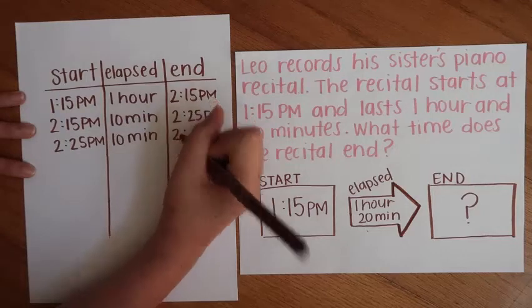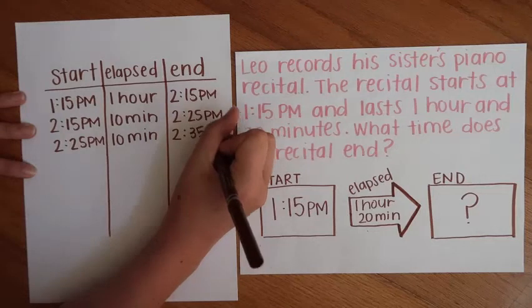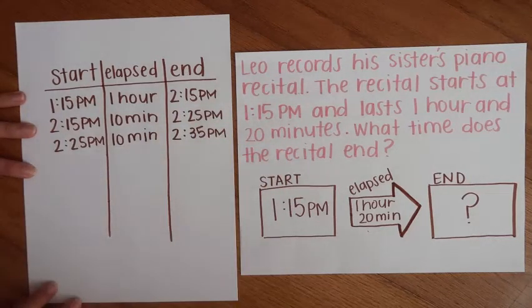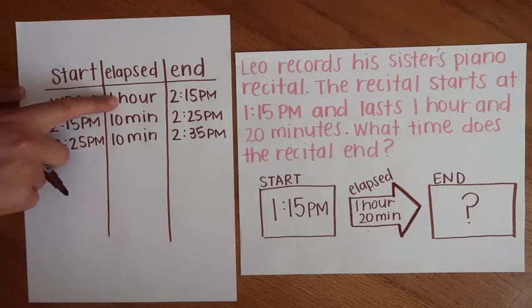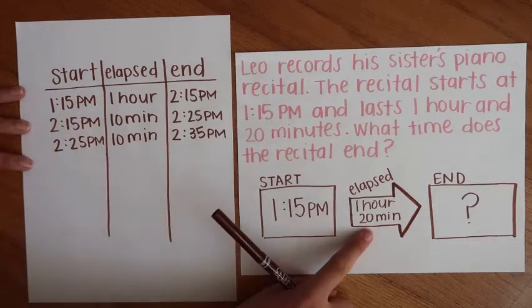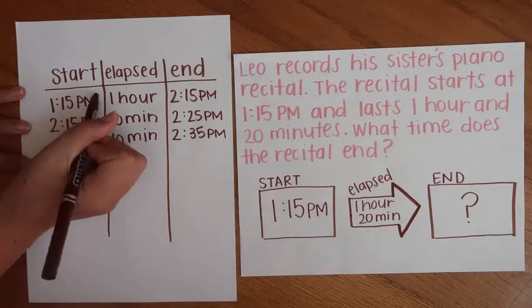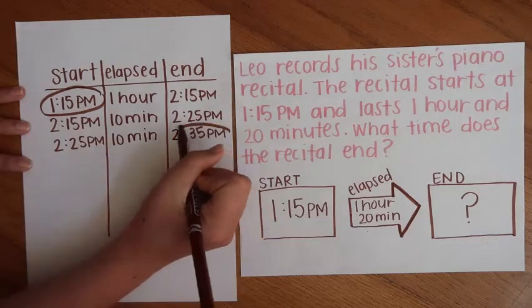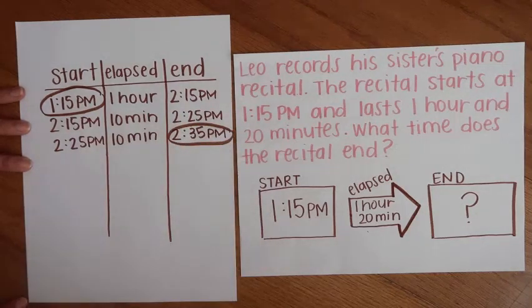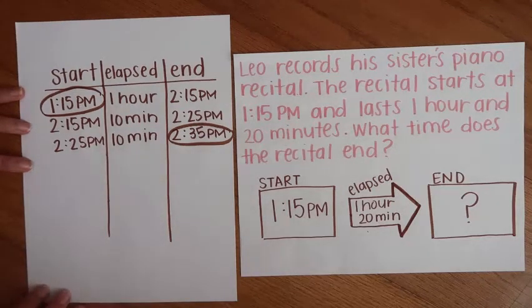And that will get me to 2:25 plus another 10 minutes, which is 2:35 p.m. Okay. I know I've done the entire problem because I have 1 hour and 20 minutes as my elapsed time. And I can see that I started at 1:15 just like it said. So this is my start time. This is all of my elapsed time here in the middle. And then this is my end time. So the answer to our question, what time does the recital end? It ends at 2:35 p.m.